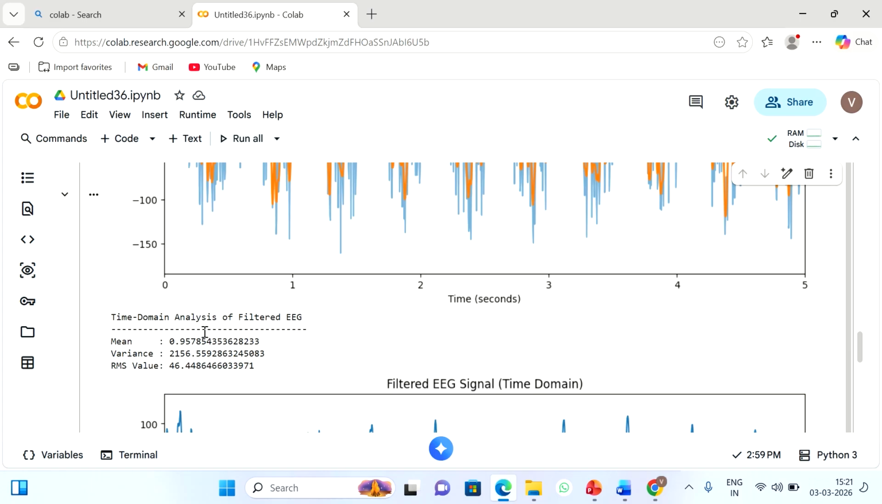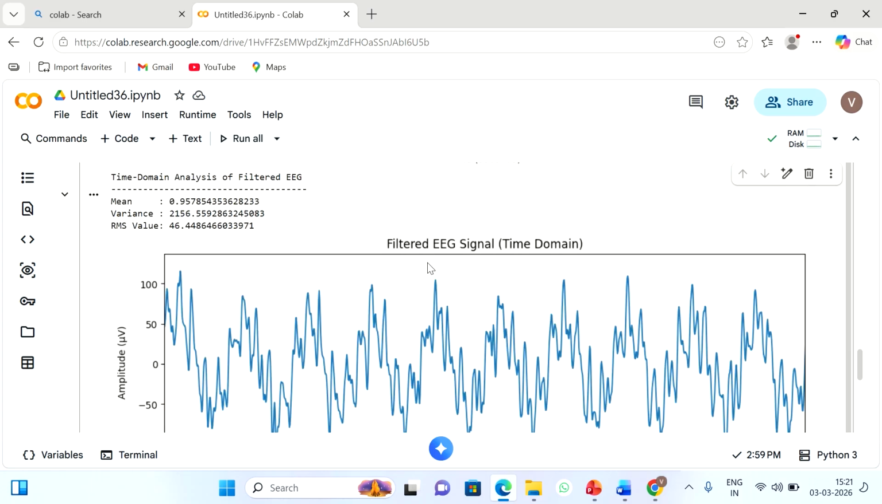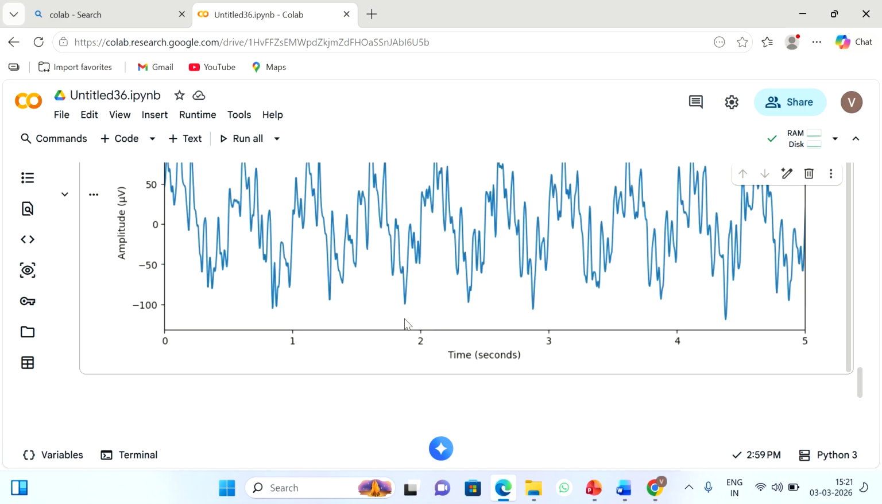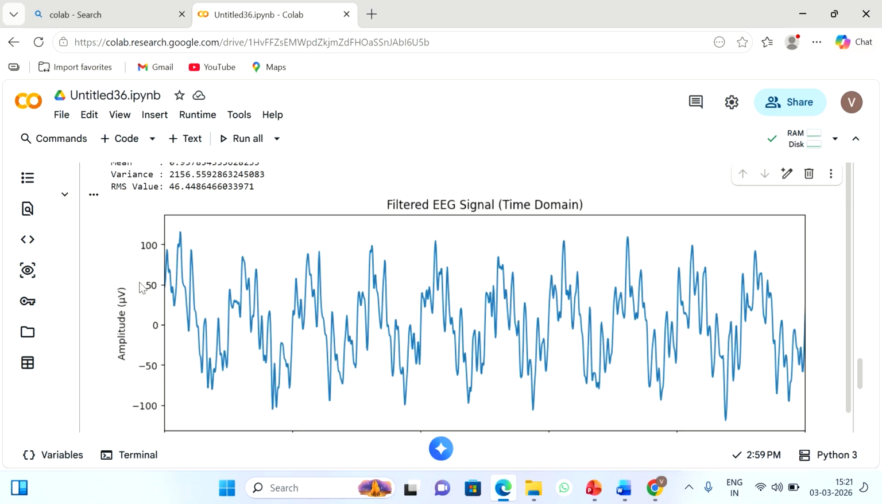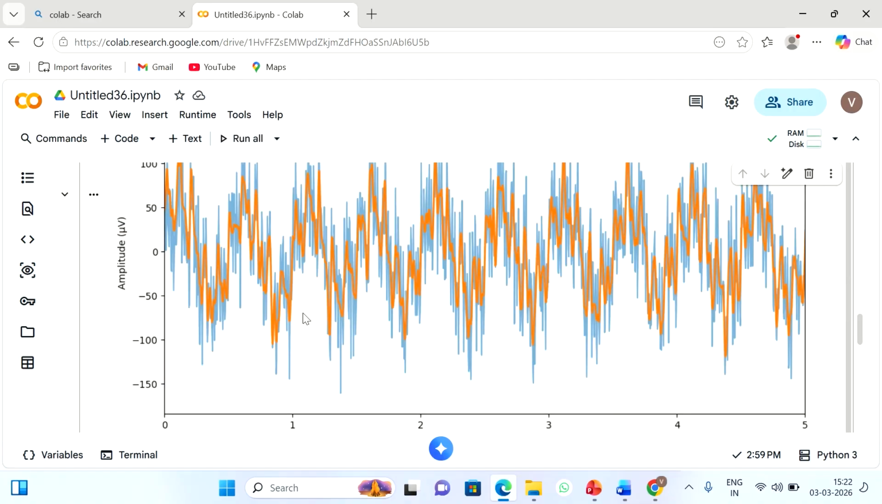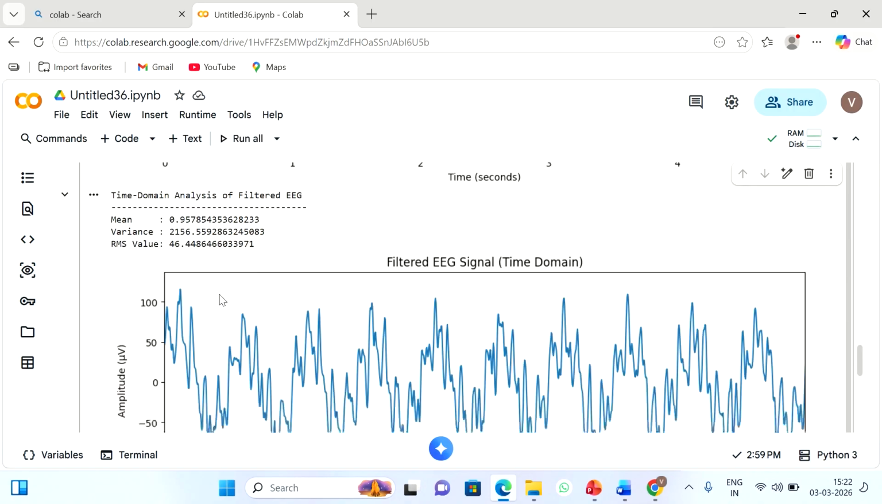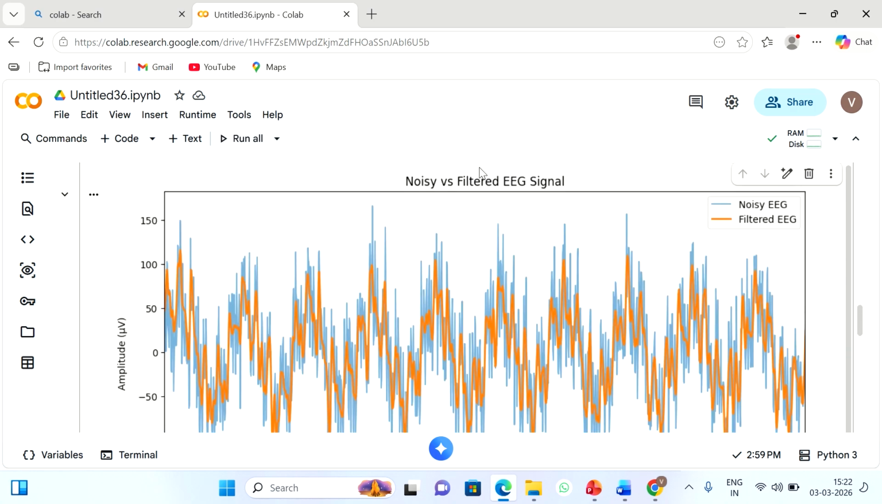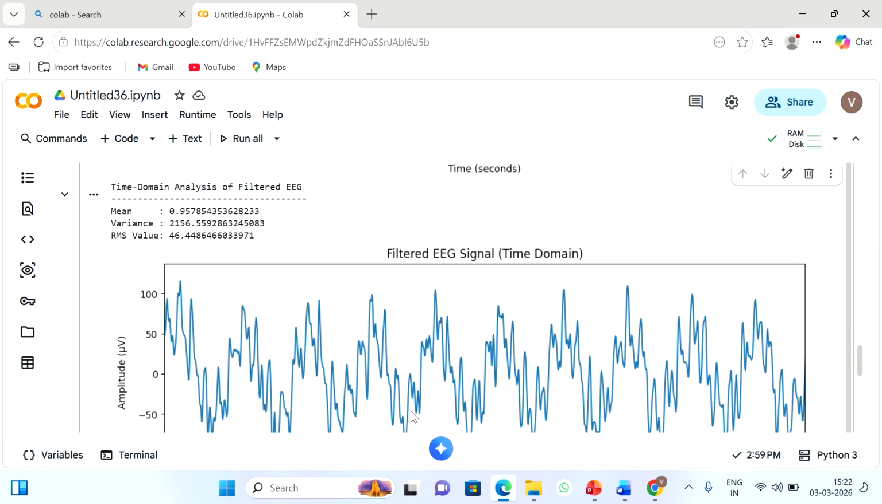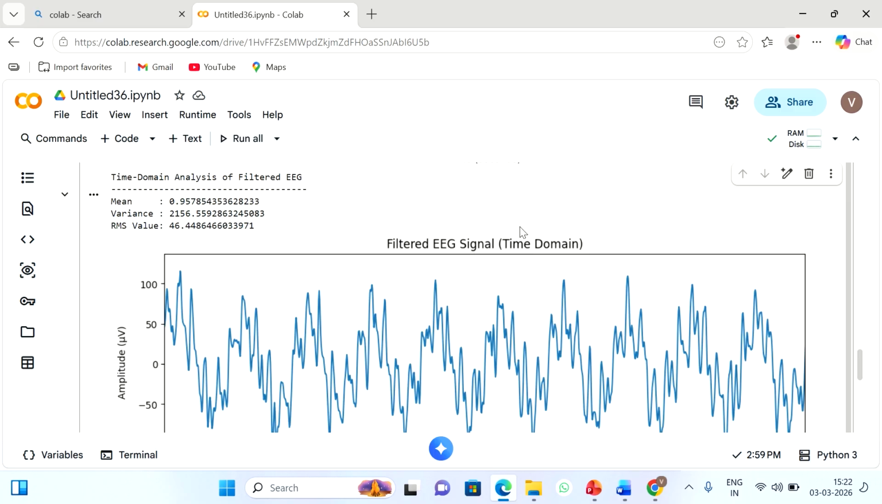Almost it is equal to 47. And then the filtered EEG, which is in time domain. How the signal looks: it is time in seconds on the x-axis and amplitude in microvolts on the y-axis. The same combined signal, but the spikes available in the signal will be removed. Noisy EEG and filtered EEG both will have spikes, and those spikes will be removed, and we are getting the smooth signal in time domain.